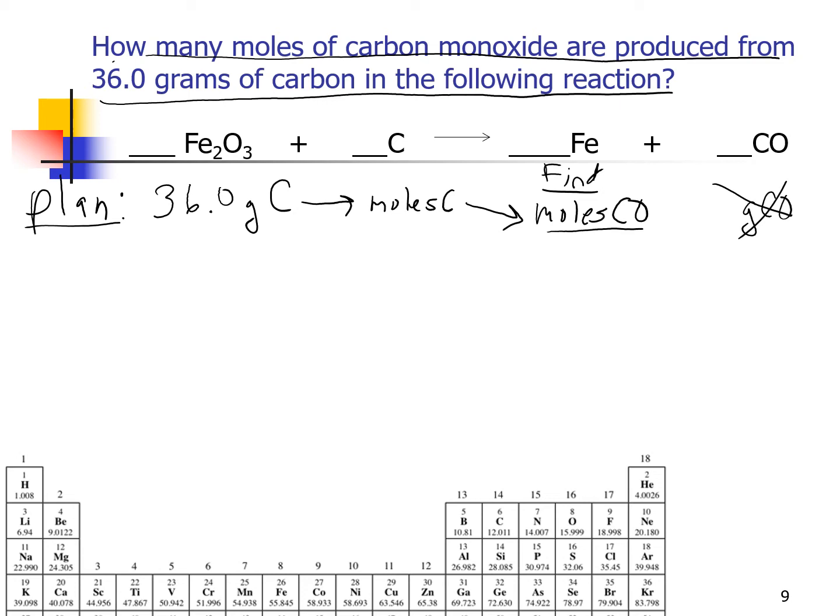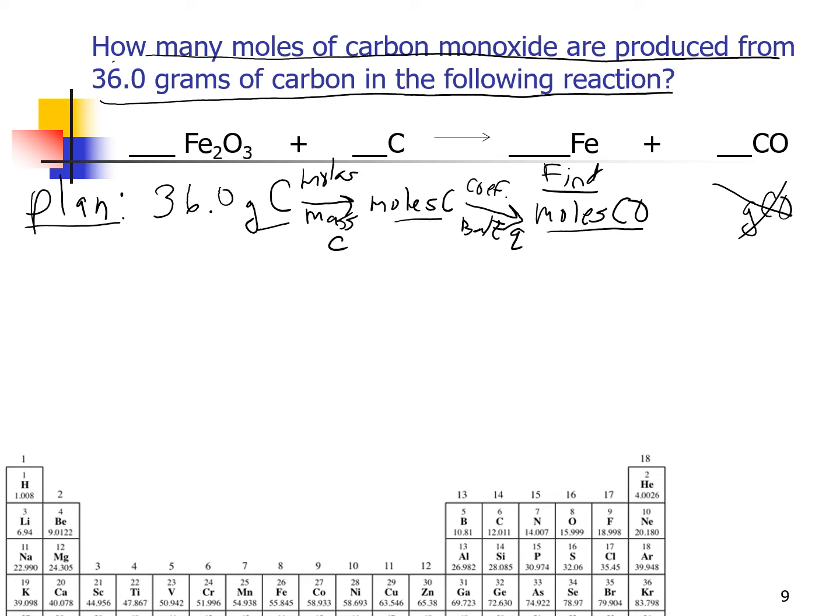So in this case, to go from grams of carbon to moles of carbon, we'll need the molar mass of carbon that we'll get from our periodic table. To go from moles of carbon to moles of carbon monoxide, we use the coefficients in our balanced equation. So we need to balance the equation that is given to us. We have Fe2O3 plus carbon producing Fe, which is iron, and carbon monoxide.